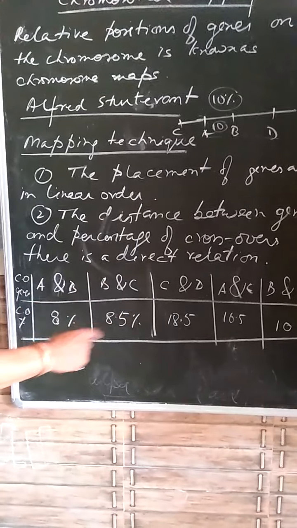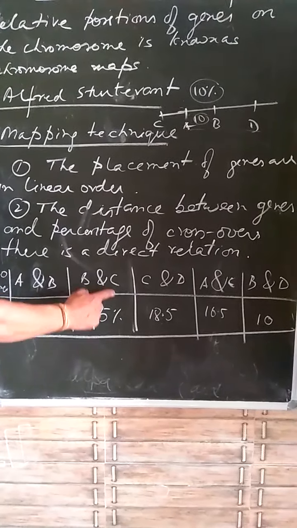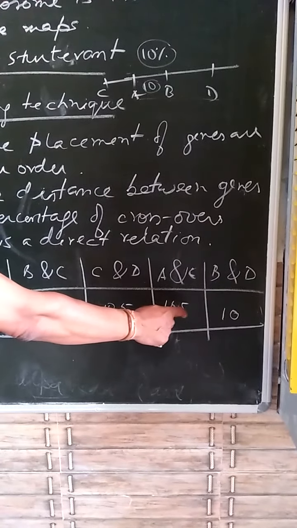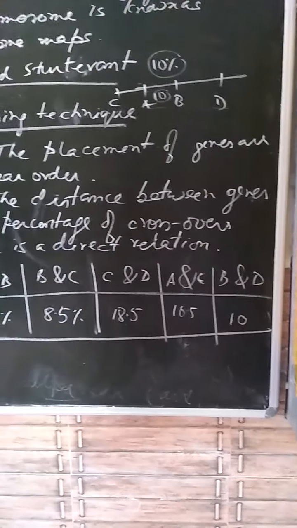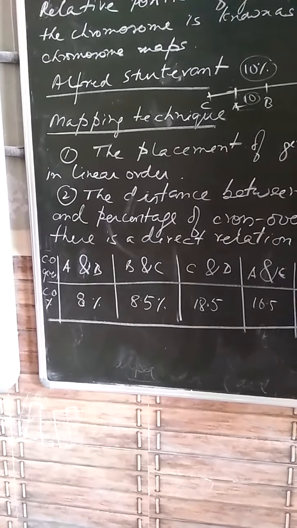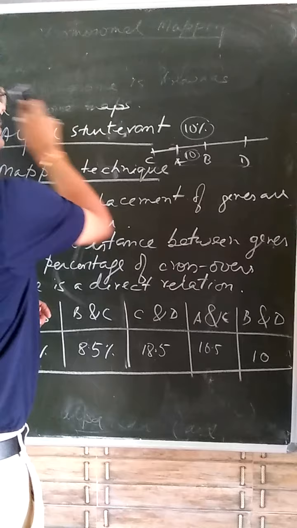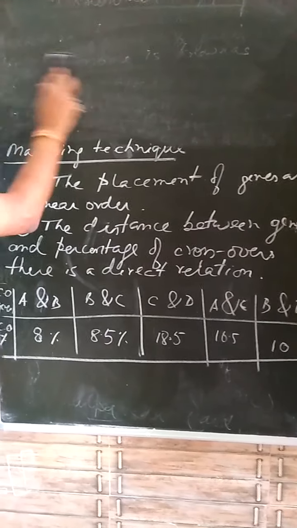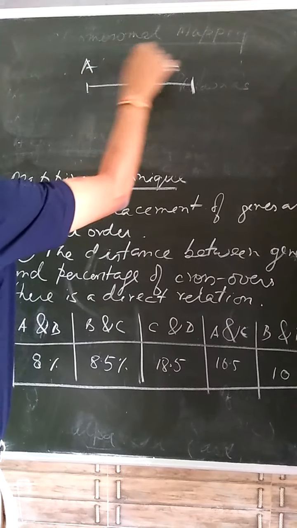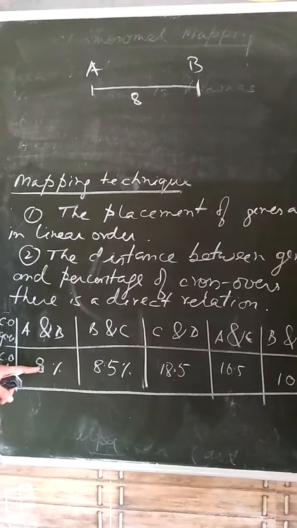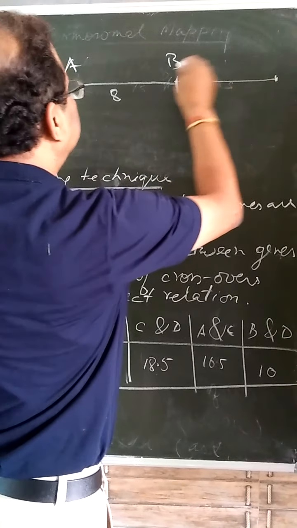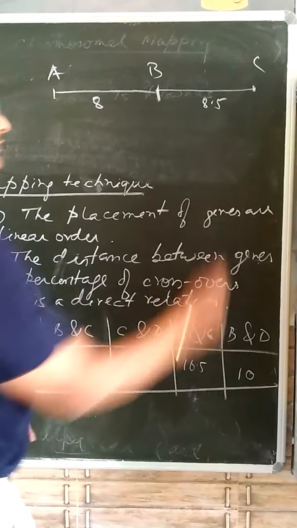Now we have to put it in order: A and B is 8%, B and C is 8.5%, C and D is 18.5%, A and C is 16.5%, B and D is 10%. So this is called the crossover gene and this is the crossover percentage. Now we have to see that linearity should be maintained according to the crossover. So between A and B, suppose this is A and this is B, it is 8 units. Then between B and C it is 8.5 units. So we say that C is here, which is 8.5 units.